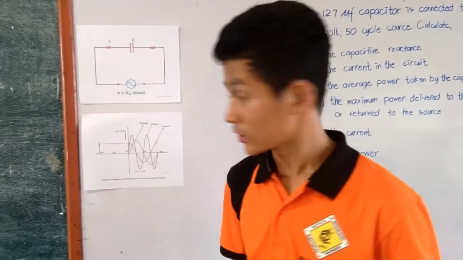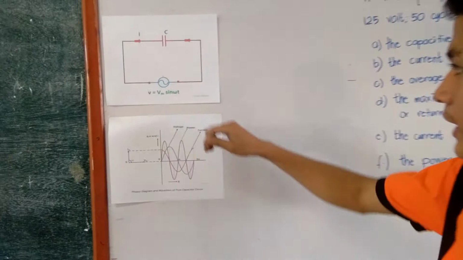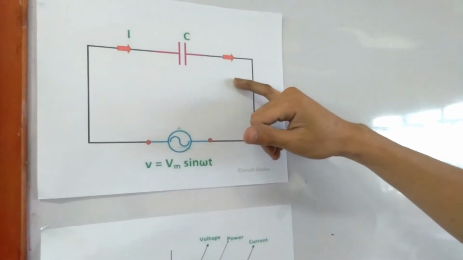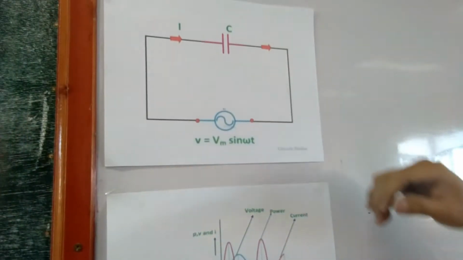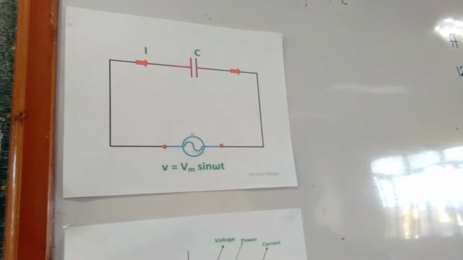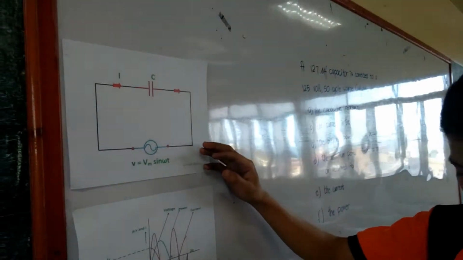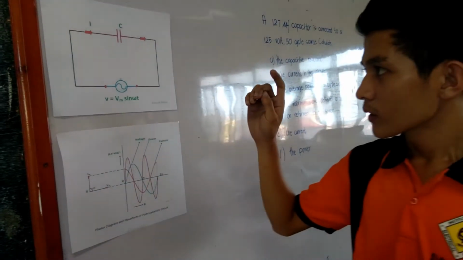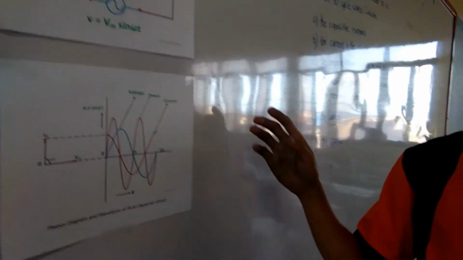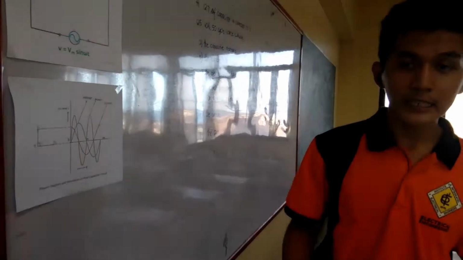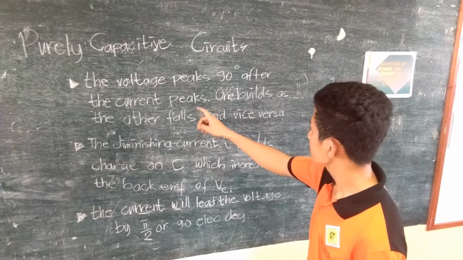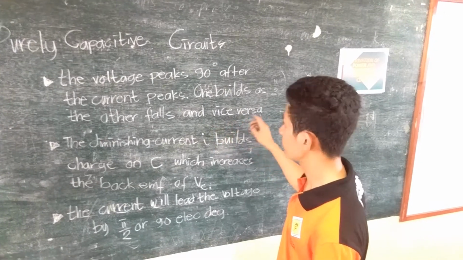Purely capacitive circuit. Try to look at the diagram in here. As the AC source flows, the capacitor is connected to a sinusoidal source EMF, and it will continually go through periods of charge and discharge, and undergo periodic polarity changes. Also, the current variations will be sinusoidal, but unlike the resistive circuit, in the capacitive circuit the current will lead the voltage by pi over 2 or 90 electrical degrees. Also, the voltage peaks 90 degrees after the current peaks. One builds as the other falls and vice versa.